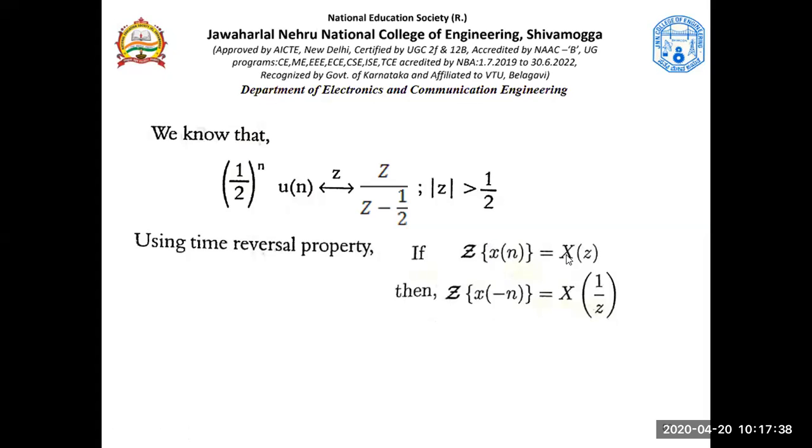Another transform pair representation here: Z of x of n is equal to x of z. You can say the Z transform of this is equal to this. This is one way of looking at it. Another way of looking at it is by giving the arrow. Now, what property do we use? We need to use time reversal.